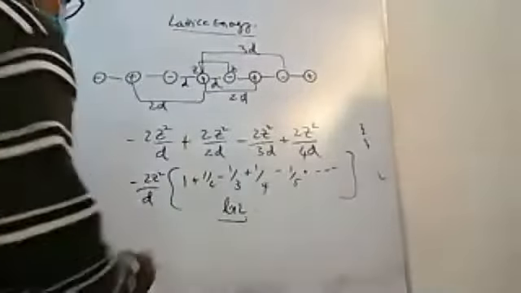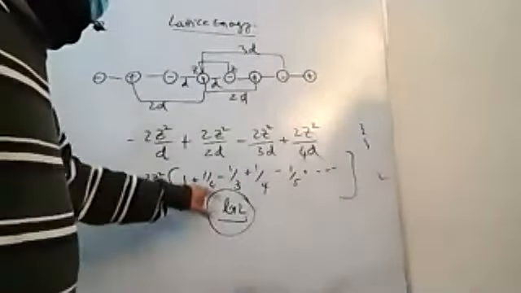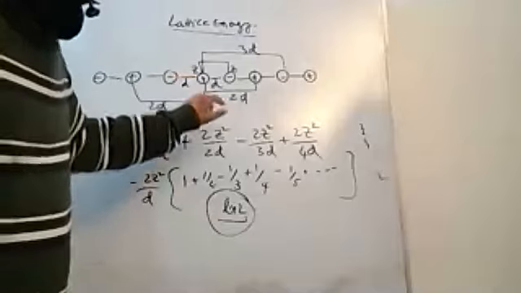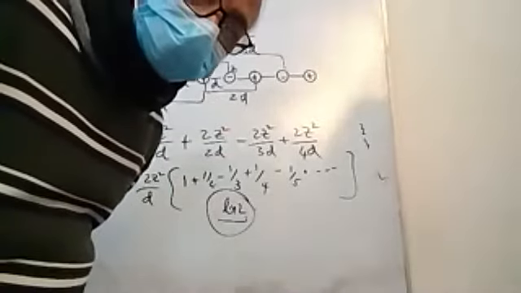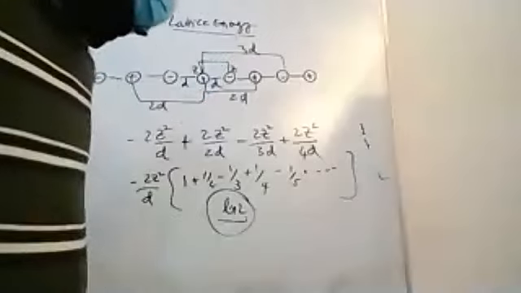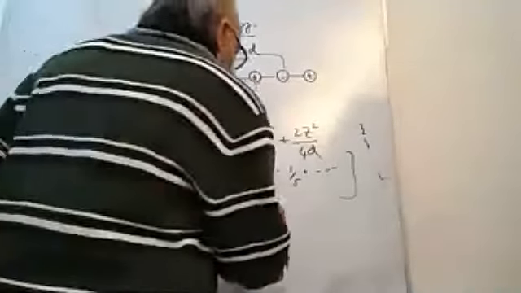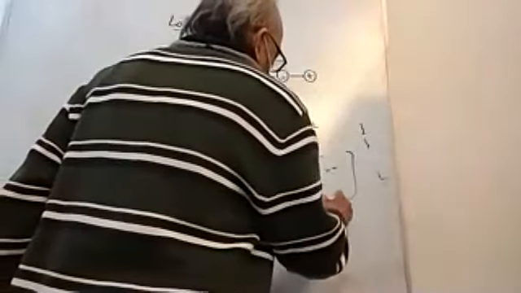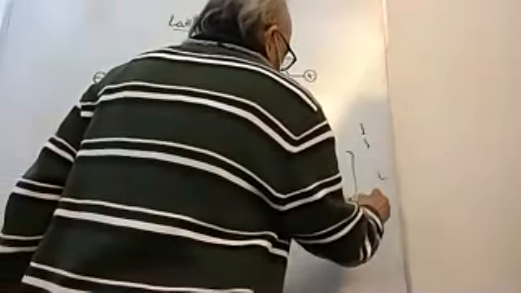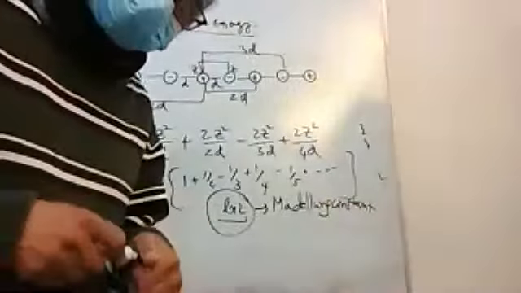So in other words, this factor is good for a one-dimensional lattice. Whenever you are calculating lattice energies in a one-dimensional lattice, you need to have this correction figure ln2. This is called the Madelung constant. For a two-dimensional network, it's going to be different. A three-dimensional network is going to be very different.